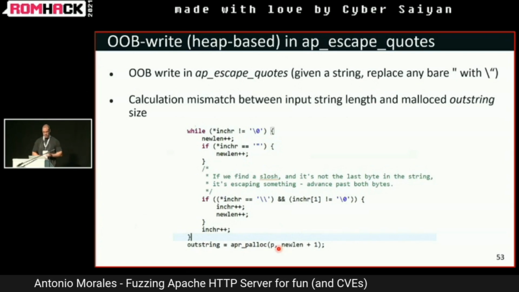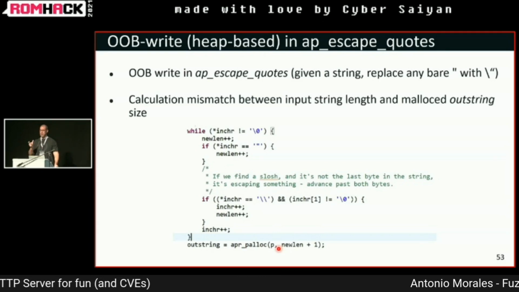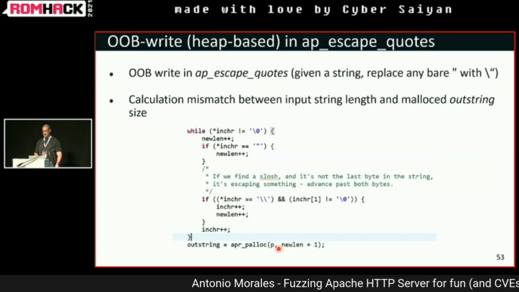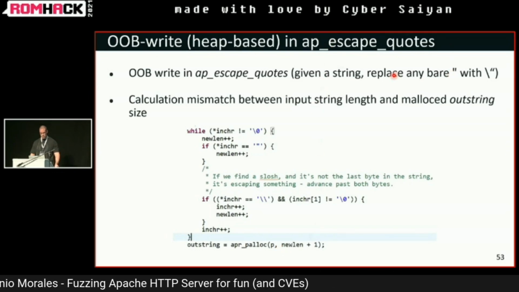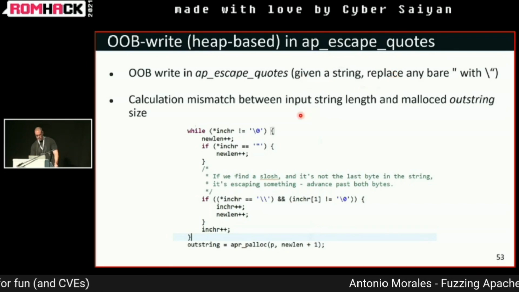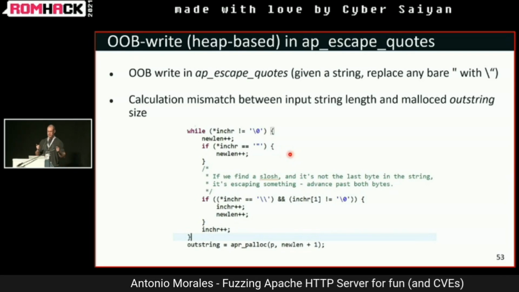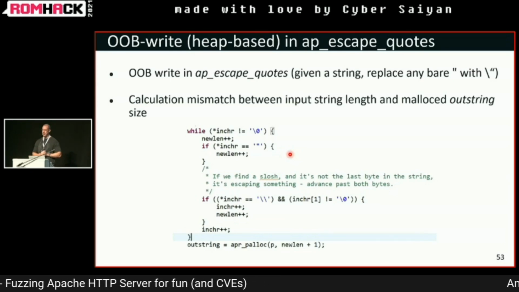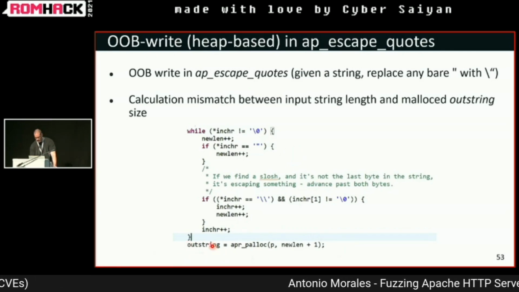Okay, another one. In this case, we have an out-of-bounds write in the heap. The previously explained off by one was in the stack, and this is in the heap, affecting the escape_quotes function. This function escapes any quotes in the given string. The origin of this bug is a calculation mismatch between the length of the input string and the size of the allocated outstring buffer. Here you can see the allocation for the outstring buffer.